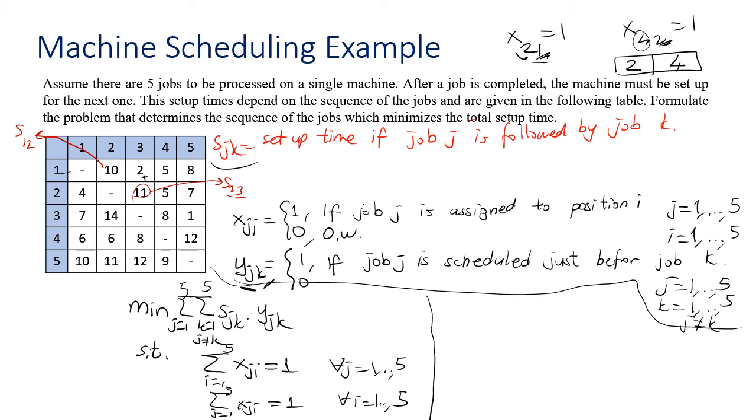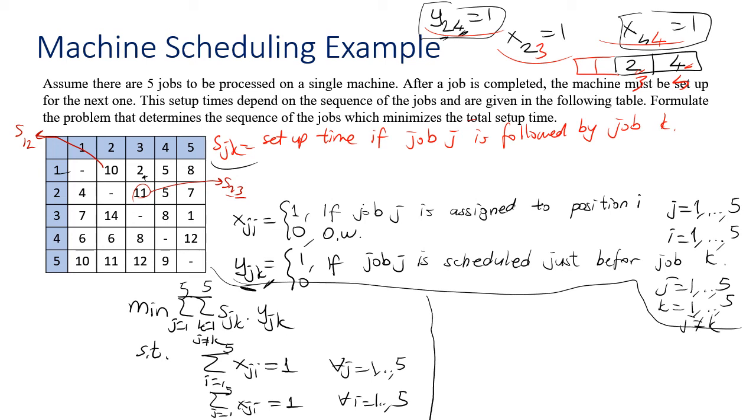So in this case, what we should have is y24 must be equal to 1. Job 4 follows job 2. So if this is 1 and if this is 1, then y24 must be equal to 1. But similarly, not only for this case, but also for this case, if x(2,3) is 1 and x(4,4) is 1, now this is position 3 and this is position 4, but still job 4 follows job 2. So again, for this case also y24 should be equal to 1.